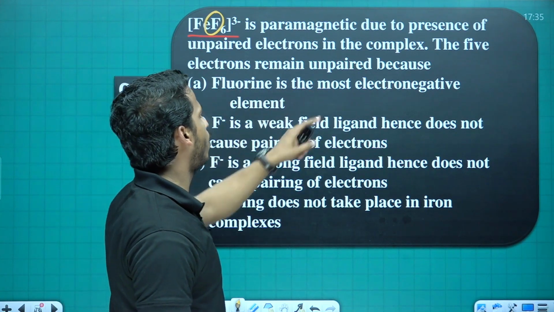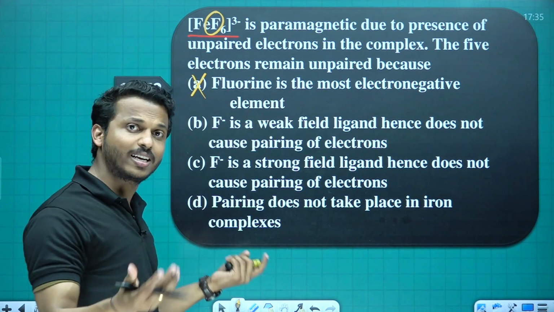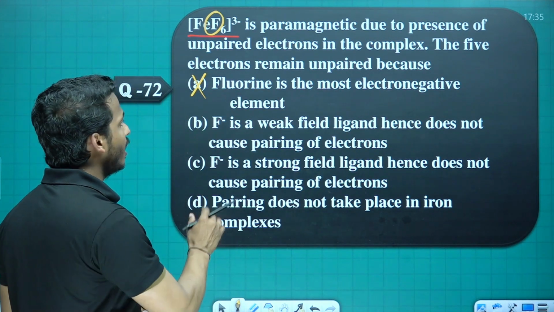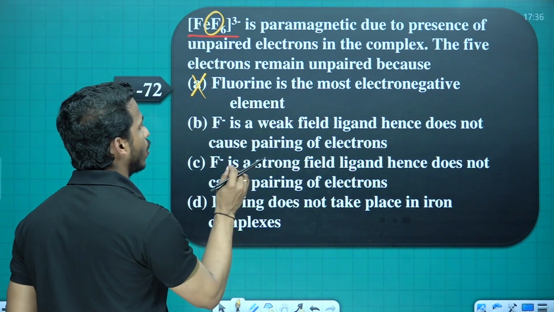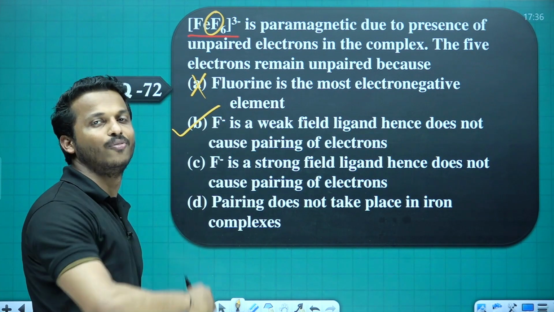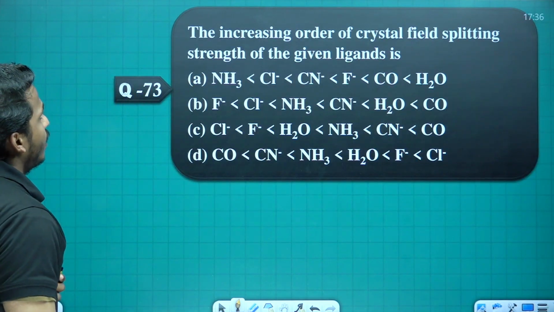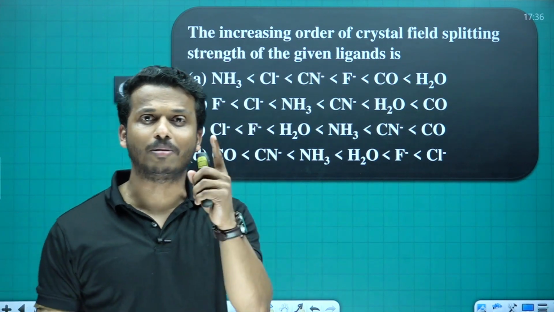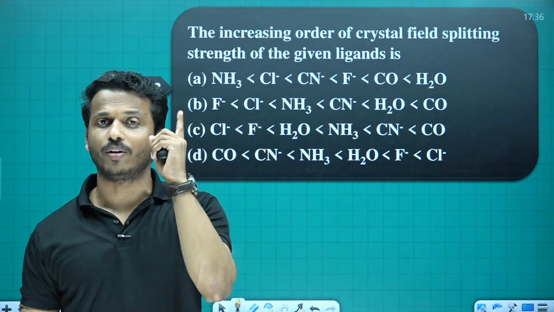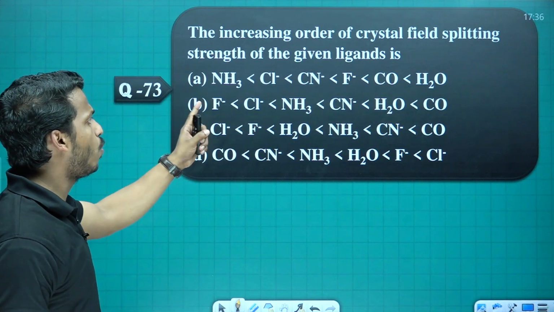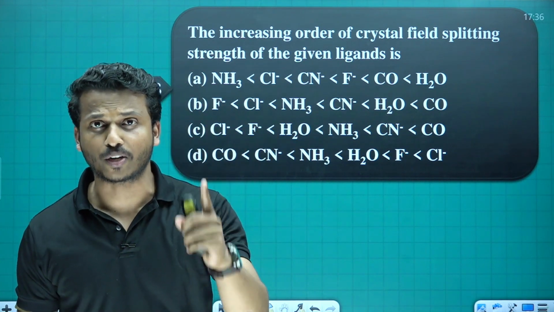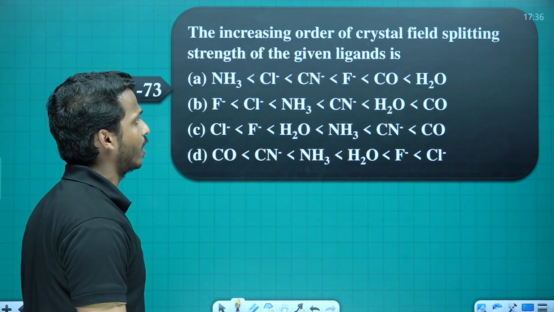So fluorine is the most electronegative element. That's a correct statement, but not the reason here. Fluorine is a weak ligand. So fluorine is a weak field ligand, hence does not cause pairing of electrons. Yes, therefore. Now, the increasing order of their crystal field splitting strength. We studied the spectrochemical series. One question in part 1 video we already discussed. Can you tell me what is the correct order of their crystal field splitting energy or the spectrochemical series? What is the correct order?